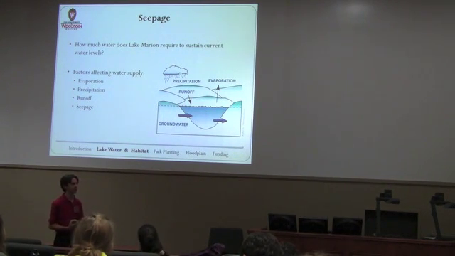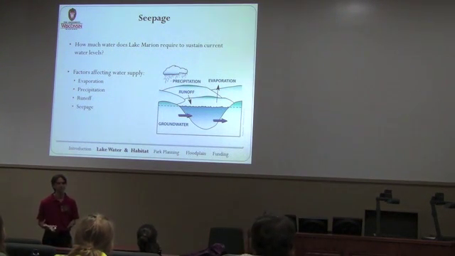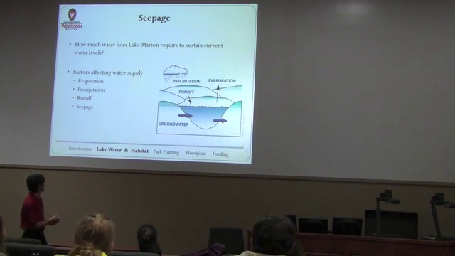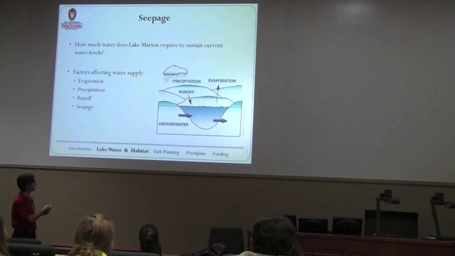So the only real factor that we had to experimentally go at this summer was identifying the amount of seepage occurring. So if you look at this figure here, this arrow could represent the amount of seepage that's coming out of the lake. And there is no groundwater feeding Lake Marion, so that did not factor into the water balance.